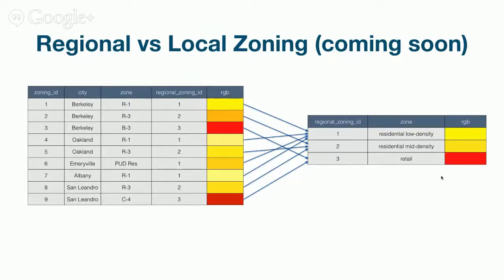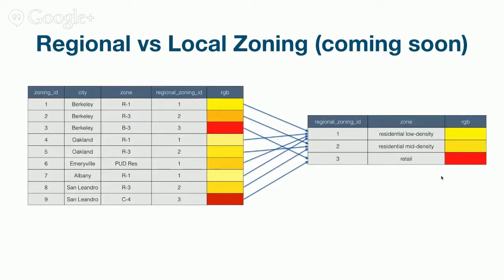But Berkeley has its own R1 zone, and that's going to have its FAR, its DU per acre numbers. It's going to have height limits and so on. And that's going to be a little bit different from Oakland's R1, which might be more or less dense, depending on the number of residential classes they have. And so now what you can do is specify a regional zoning ID and simplify all of the local zoning classes into a smaller set of regional zoning classes, just for the sake of making things visually easier to understand.